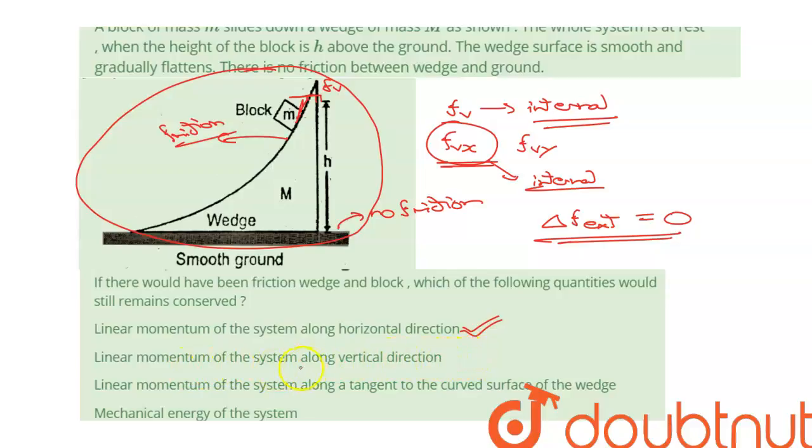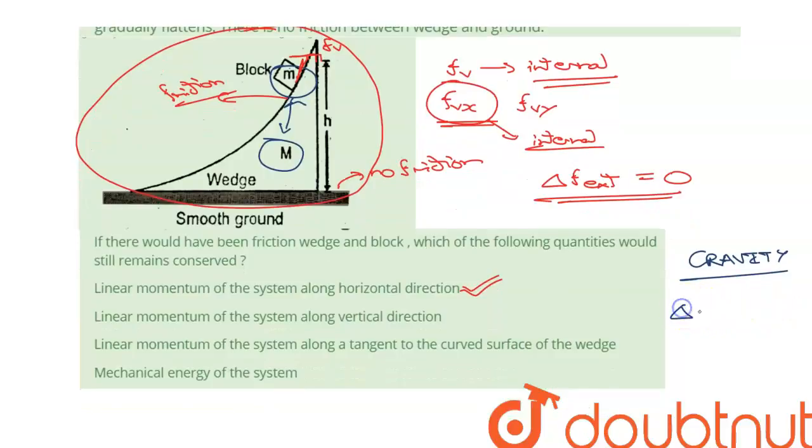Now along the vertical there is one external force that is acting on both the wedge and the block, and that is the force of gravity. And gravity is not a part of the system. So along the vertical there is some F external. What that means is the linear momentum along the vertical cannot be conserved, which means that linear momentum of the system along vertical direction will not be conserved. So option B is incorrect.